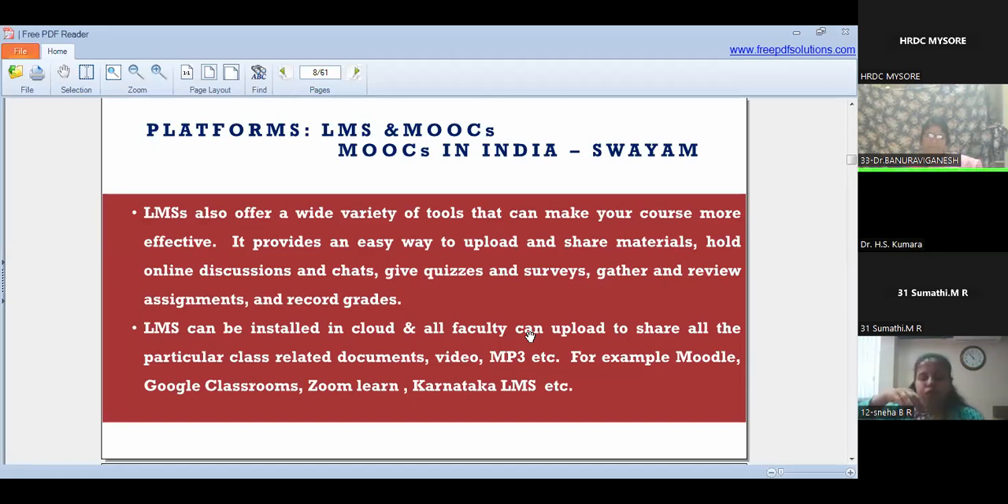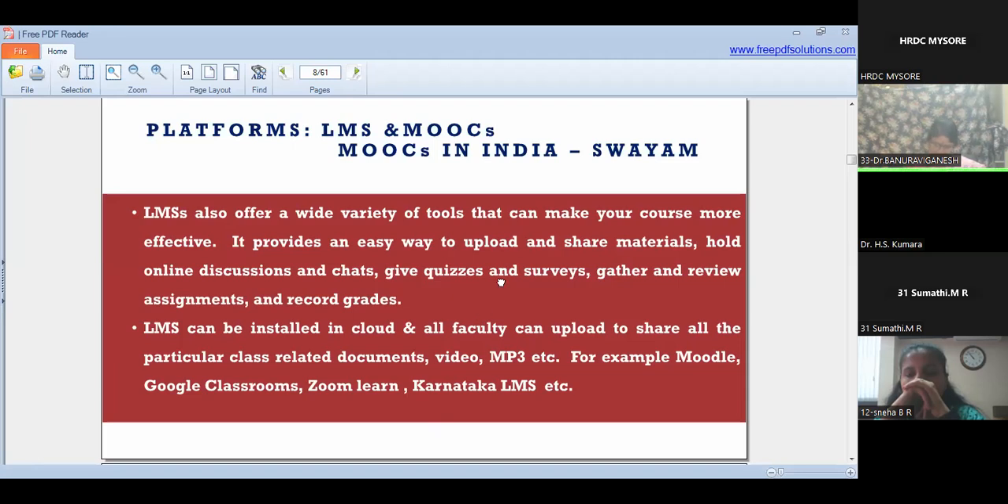Taking the learning management system as well as various modes, for example, Moodle. Moodle also started as a separate learning management system, and we already discussed Google Classroom as a separate learning management system. Then also Zoom Learn, which they introduced as a learning management system. Then again the Karnataka learning management system. By and large you are all working in degree colleges under the Government of Karnataka, so you are all familiar with the Karnataka learning management system. These are some of the things.